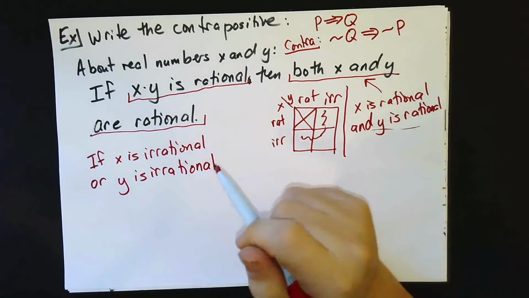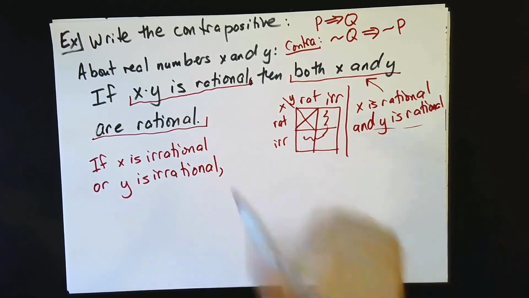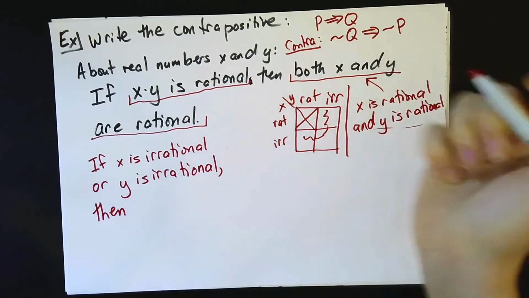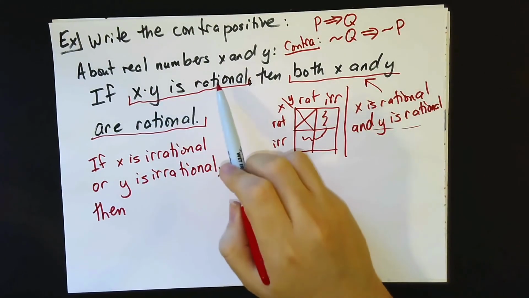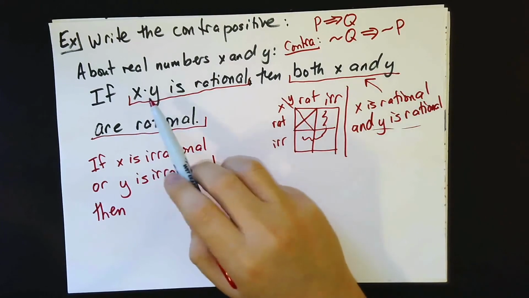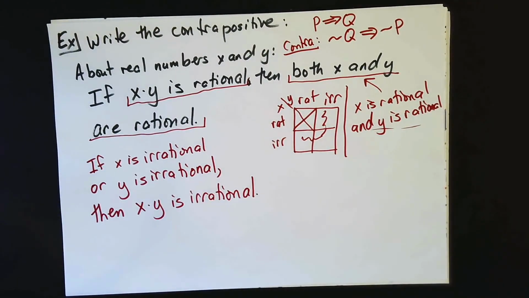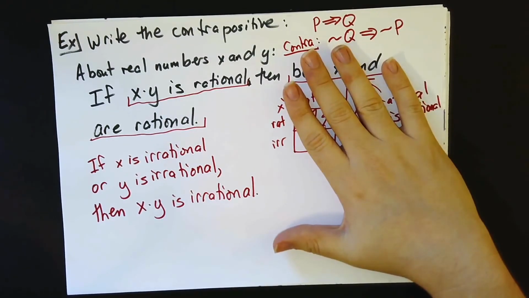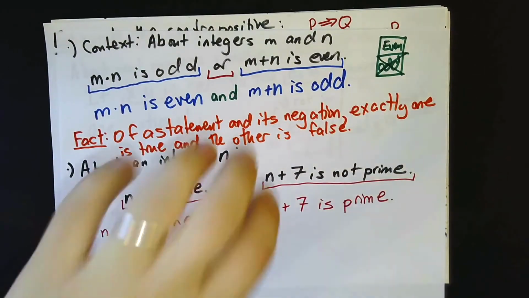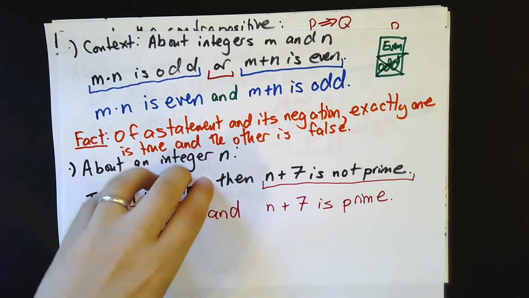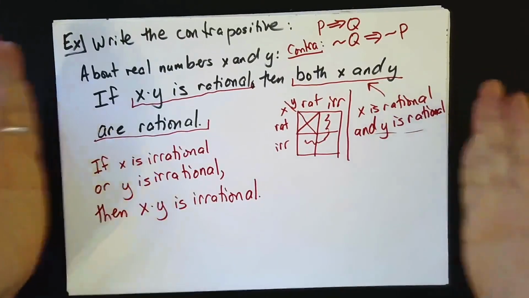Whichever of those ways works for you is fine. So, if x is irrational or y is irrational, then, and now I'm supposed to write down the negation of x times y is rational, and so what am I going to get? Then x times y is irrational. Again, please note, we did something completely different in this example than we did in this example, because in this example we were asked to negate an implication, and in this example we were asked to write down the contrapositive of an implication.